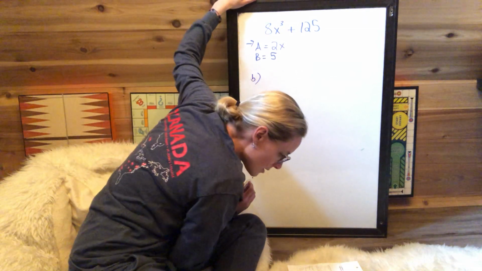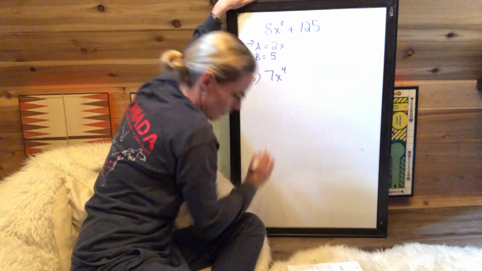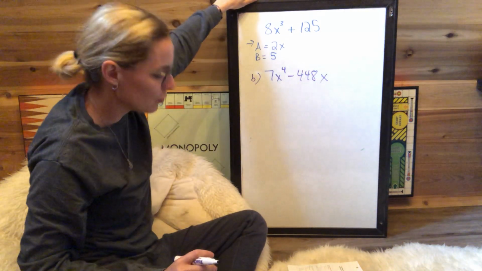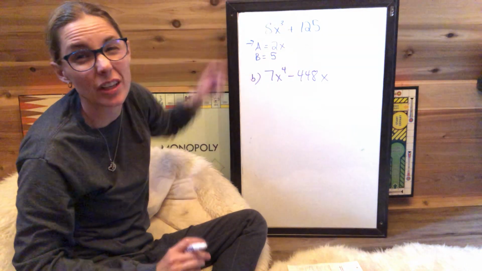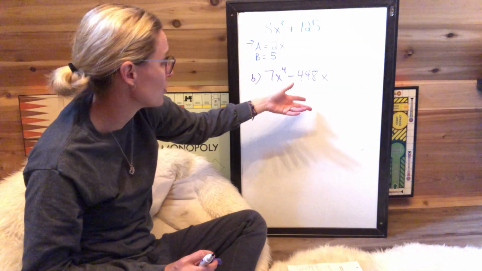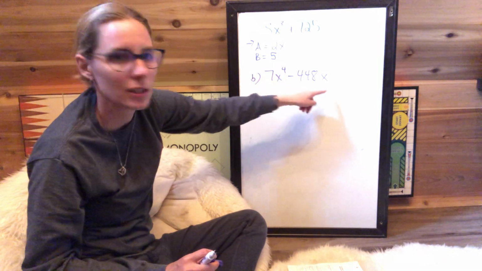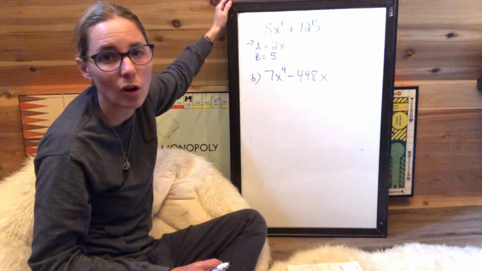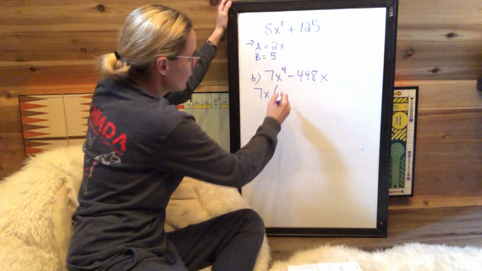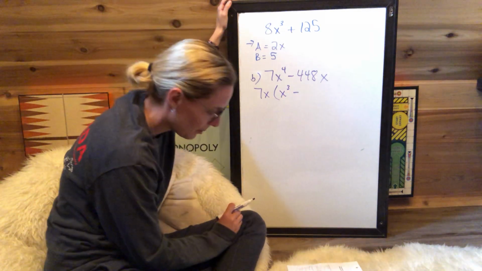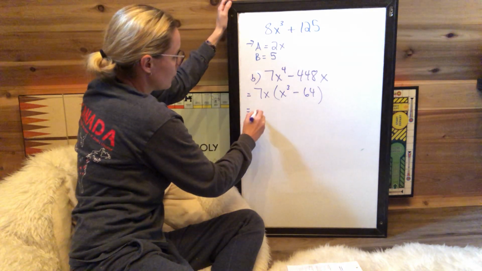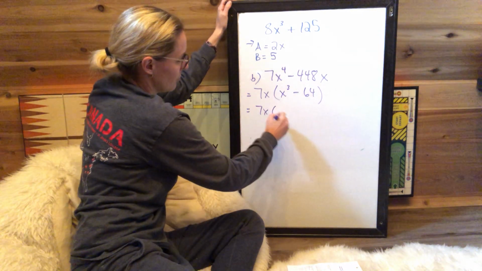So the next one, that was A. B said 7x to the 4 minus 448x. You'll notice on this one, a couple things look very funny right from the beginning. 7 is not a perfect cube. 448 is not a perfect cube. X to the 4 is not a perfect cube. Neither is x. This does not look like a difference of cubes at all. If, however, you common factor the 7x out, you'll be left with x cubed here. And how many times does 7 go into 448? 64. Now, you can leave this 7x out front. This is a difference of cubes.